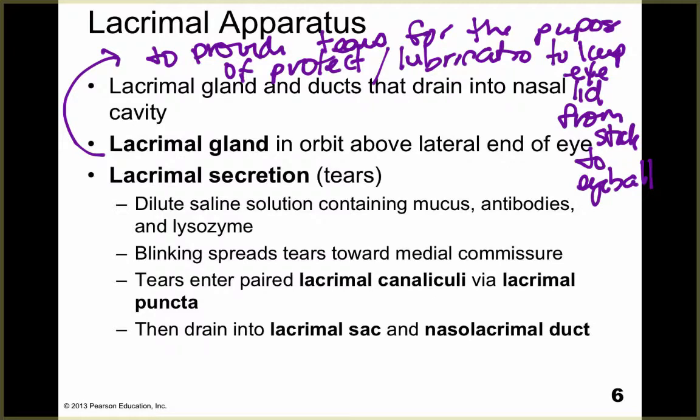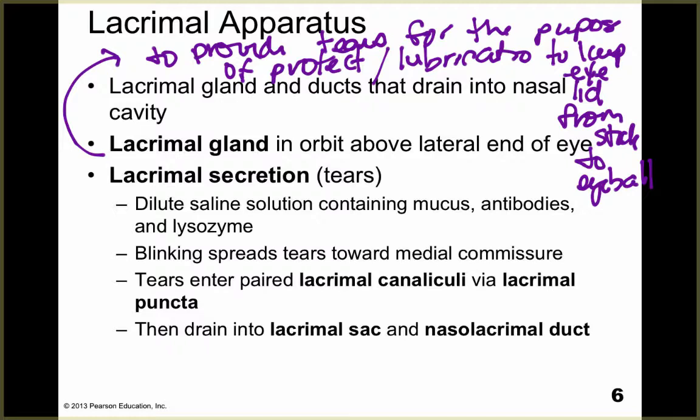Essentially, these tears, also known as lacrimal secretions, are dilute saline solutions. They contain mucus, antibodies, and lysozyme. Those are all things that help to protect the eye from getting things like infection, and making sure that all your cells there also have the appropriate ions to function, and that if there's anything there, it can break it down or get rid of it.